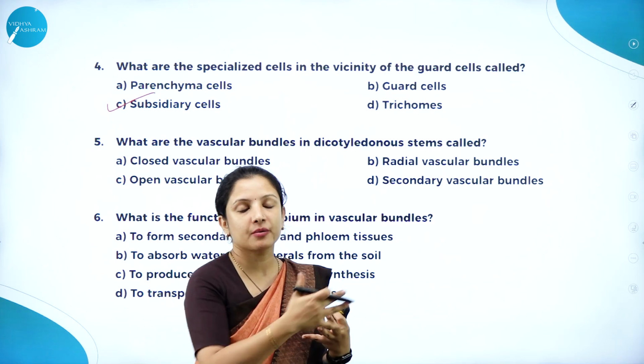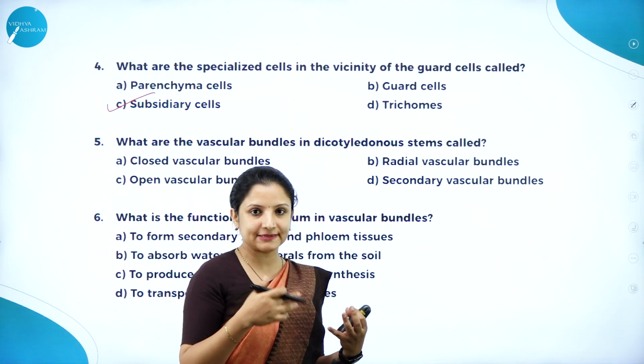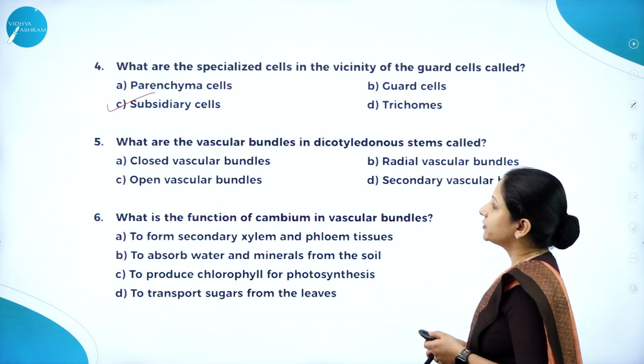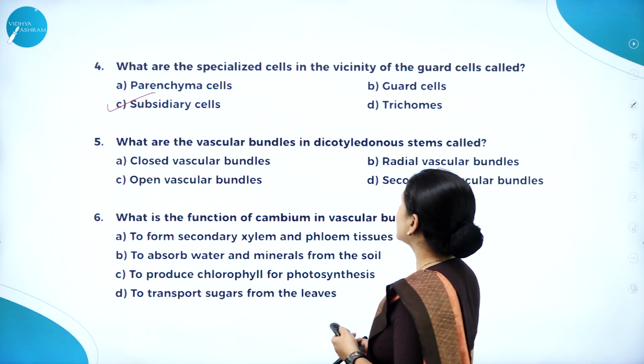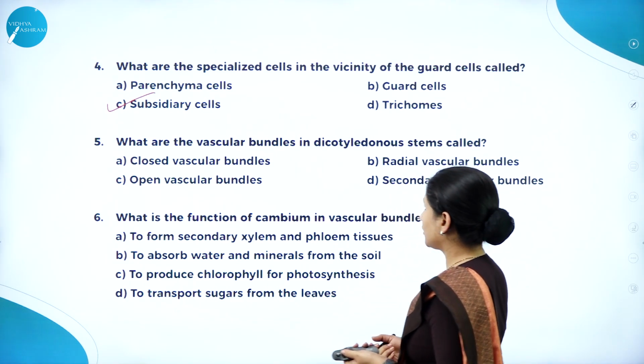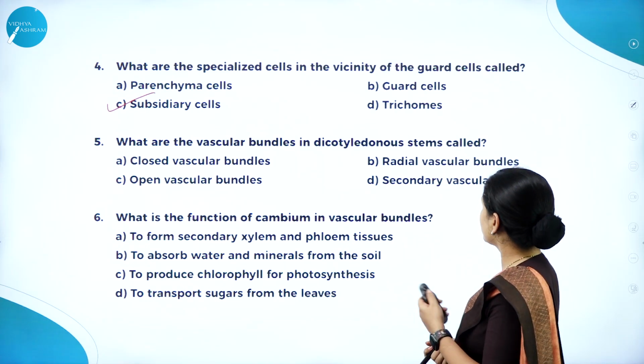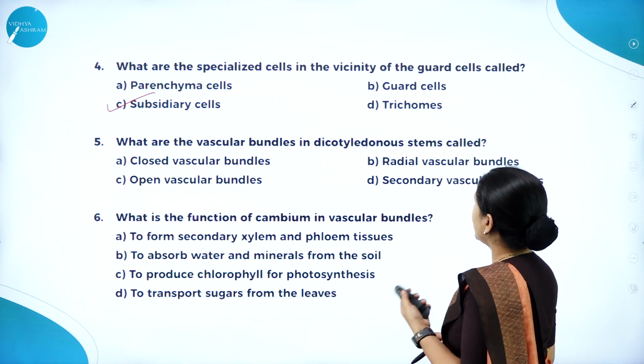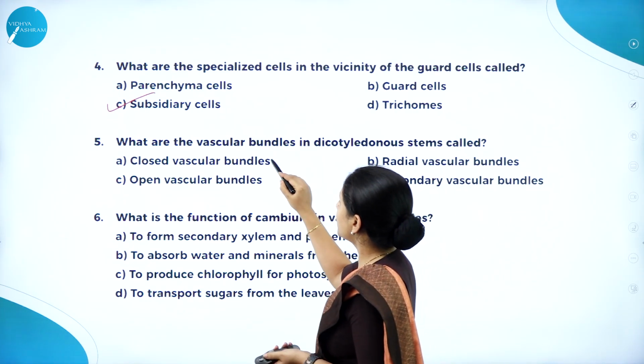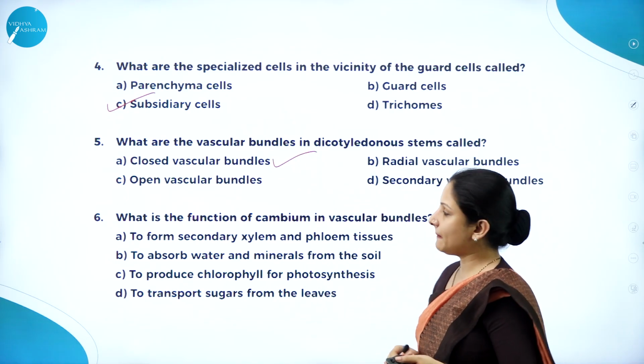So those cells which are present close to surrounding the guard cells, we call them the subsidiary cells. So next question, what are the vascular bundles in dicotyledonous stems called? Is it closed vascular bundle, radial vascular bundle, open vascular bundle, or secondary vascular bundle? Usually they have closed vascular bundle.